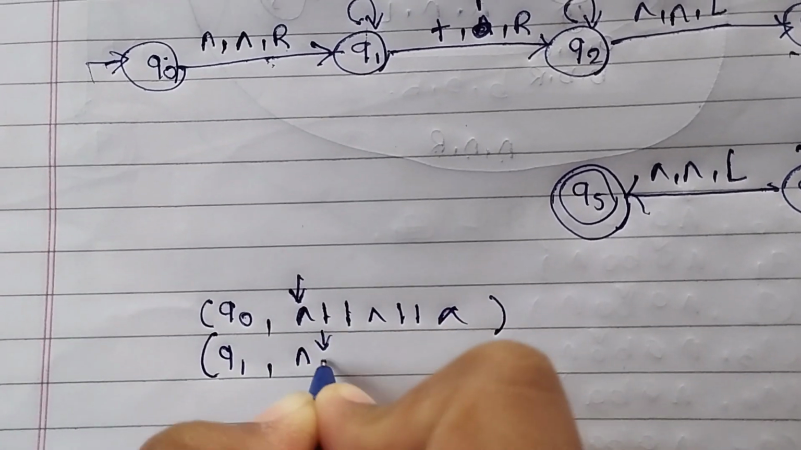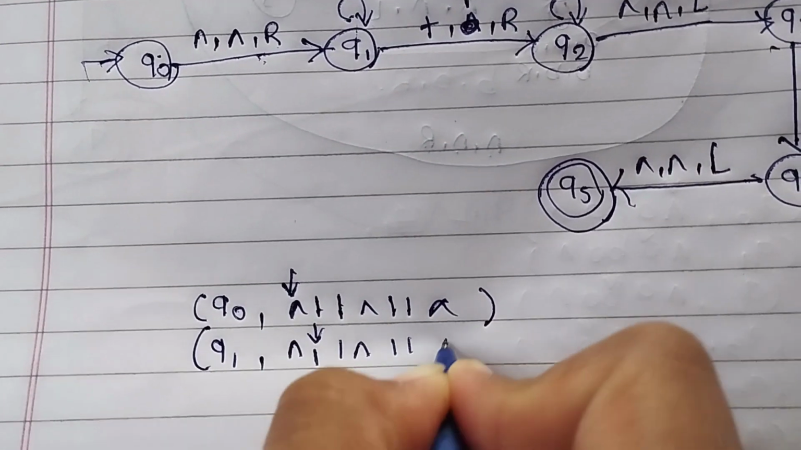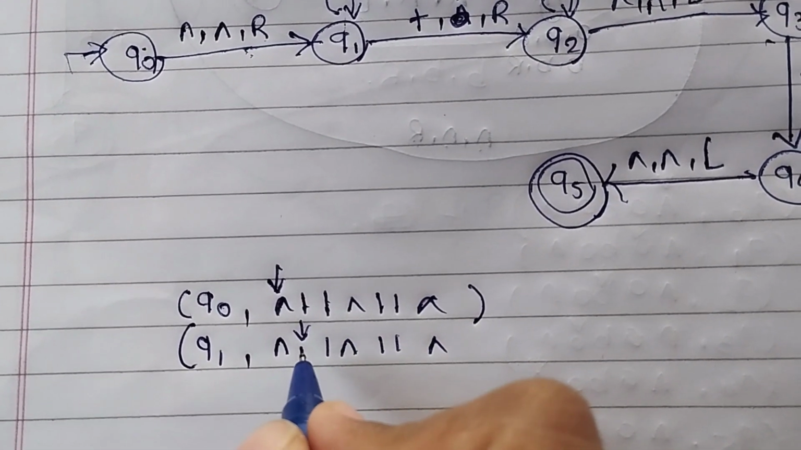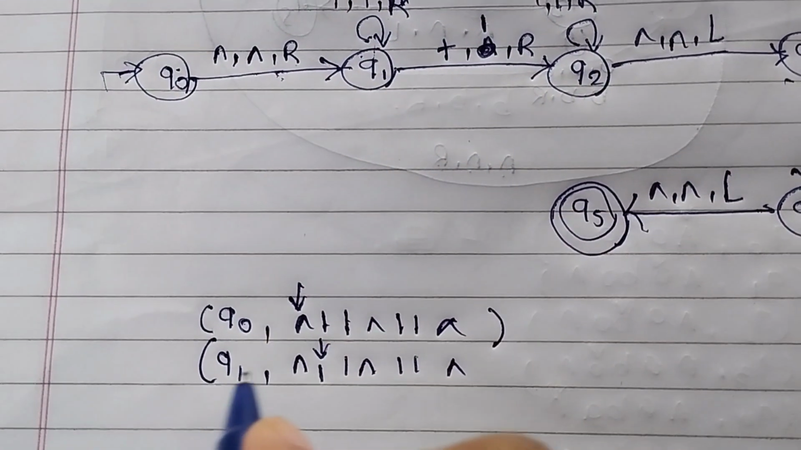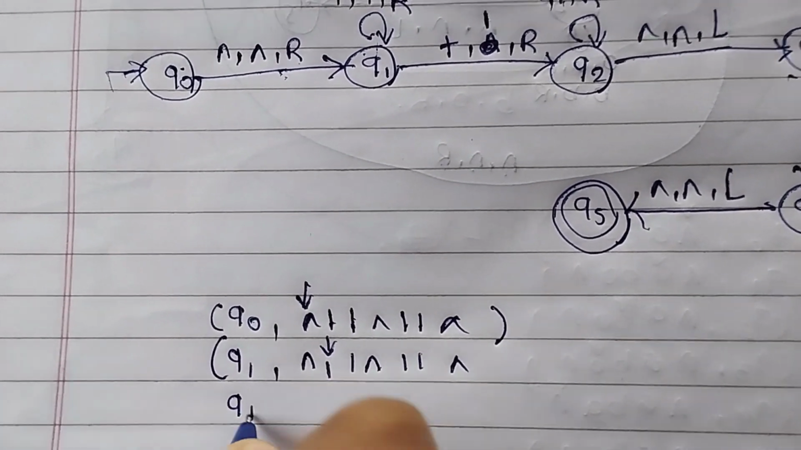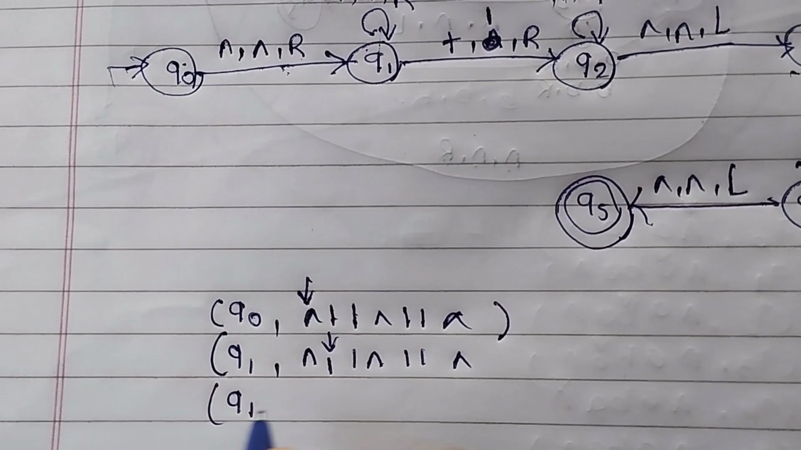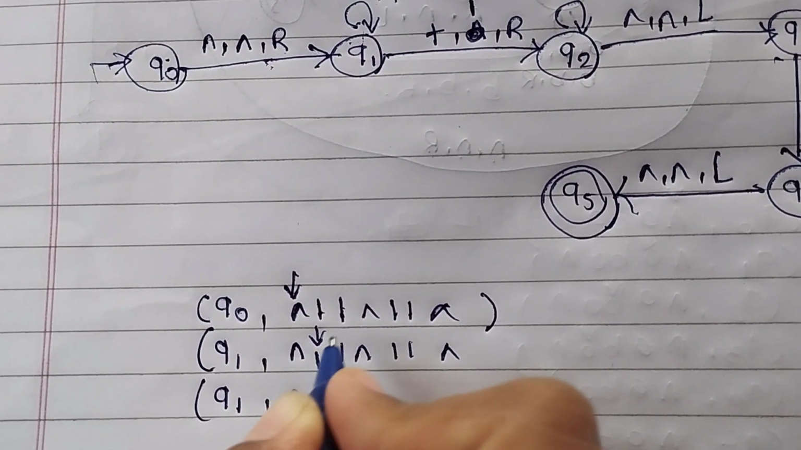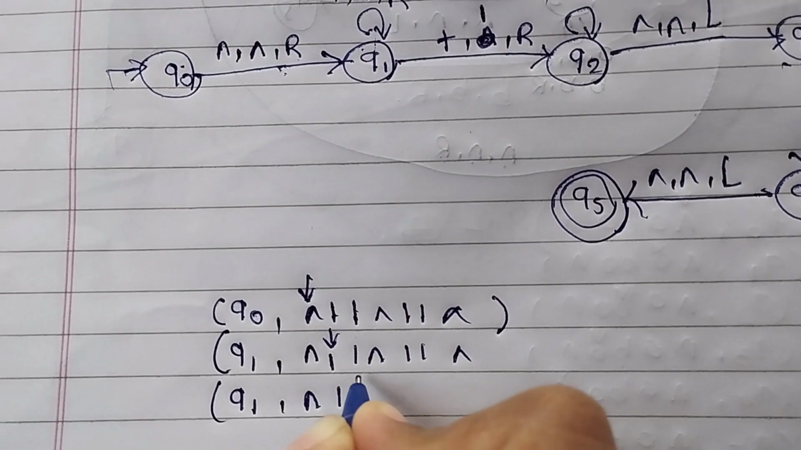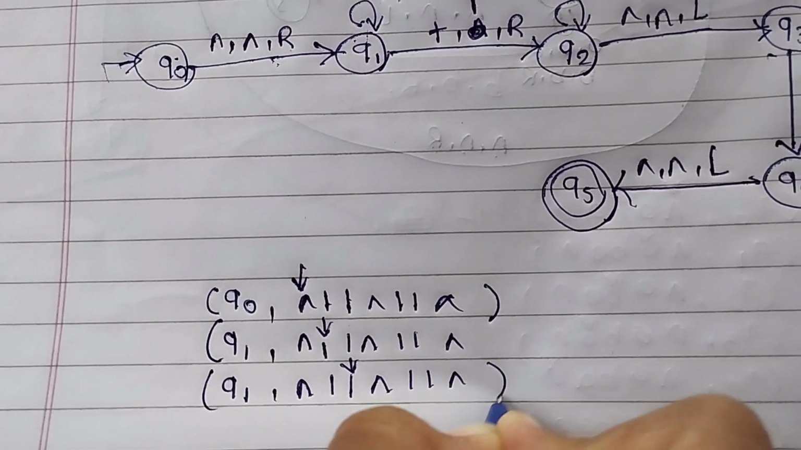Now the remaining string stays as it is. When you read the 1, keep 1 as it is and move to the right. So we are still in the Q1 state. Null 1, now keep the 1 as it is and move to the right. So we are now here, and now null 1 1 null.